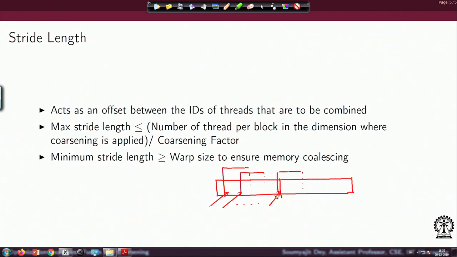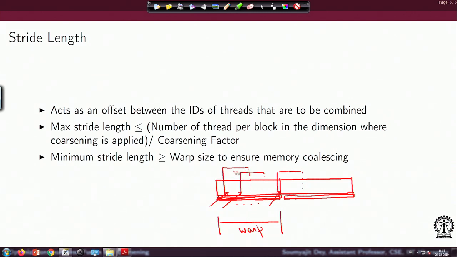To clarify further, consider this example where you have a warp of threads. So, this is one warp, and it was originally accessing consecutive data elements. Now, you have coarsened them, let us say by a factor of 2, and the stride length is not greater than the warp size. The stride length is, let us say, 4. If it was greater than the warp size, then the threads would access the original consecutive 32 data elements in one global memory transaction, and if the stride is 32, then they will access the next 32 consecutive data elements in the next transaction. That is perfect coalescing.